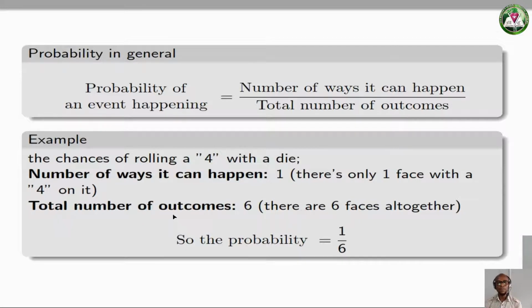Now let's take another example: the chances of rolling a 4 with a die. If we wish to toss a die and we wish for a 4 to appear, taking the formula, the number of ways it can happen is 1.